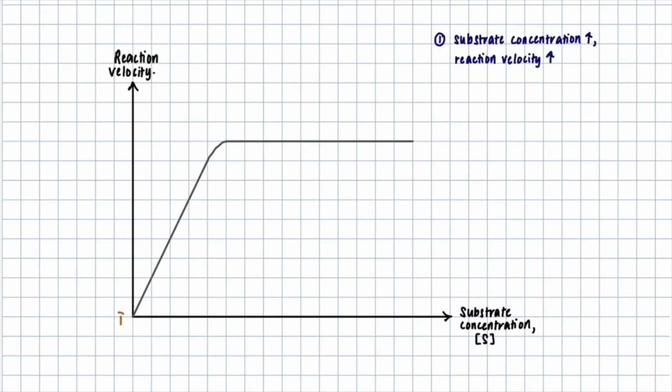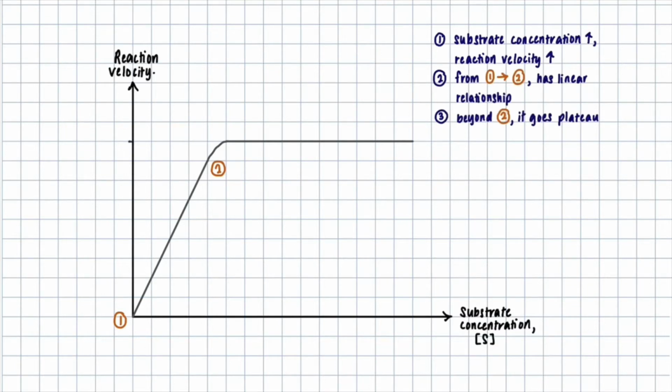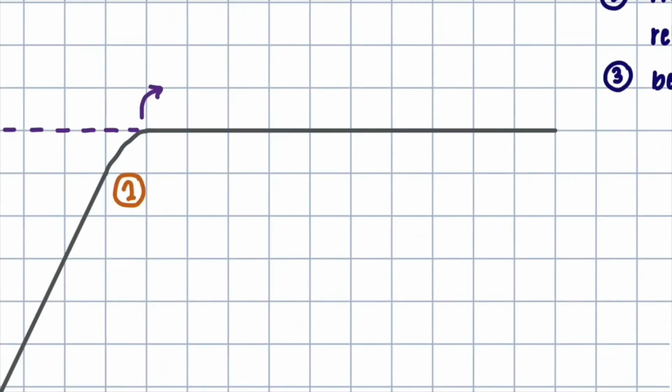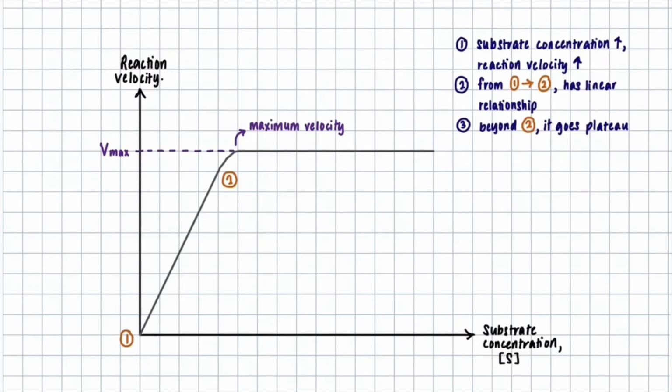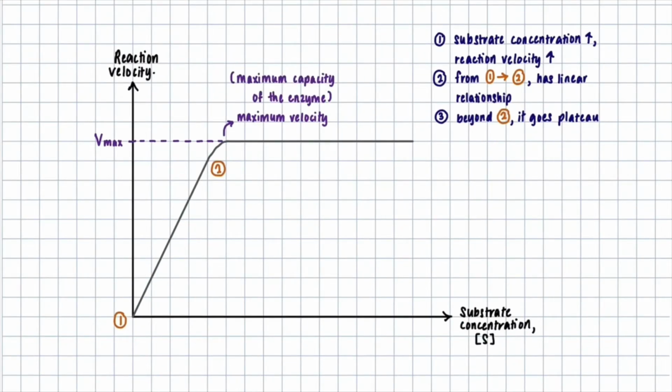from 0.1 to 0.2. We could see that the reaction velocity and the substrate concentration have a linear relationship. However, notice how beyond 0.2, the line goes plateau. The point when the line starts to go plateau is the maximum velocity called the Vmax, which also means the maximum capacity of the enzyme.